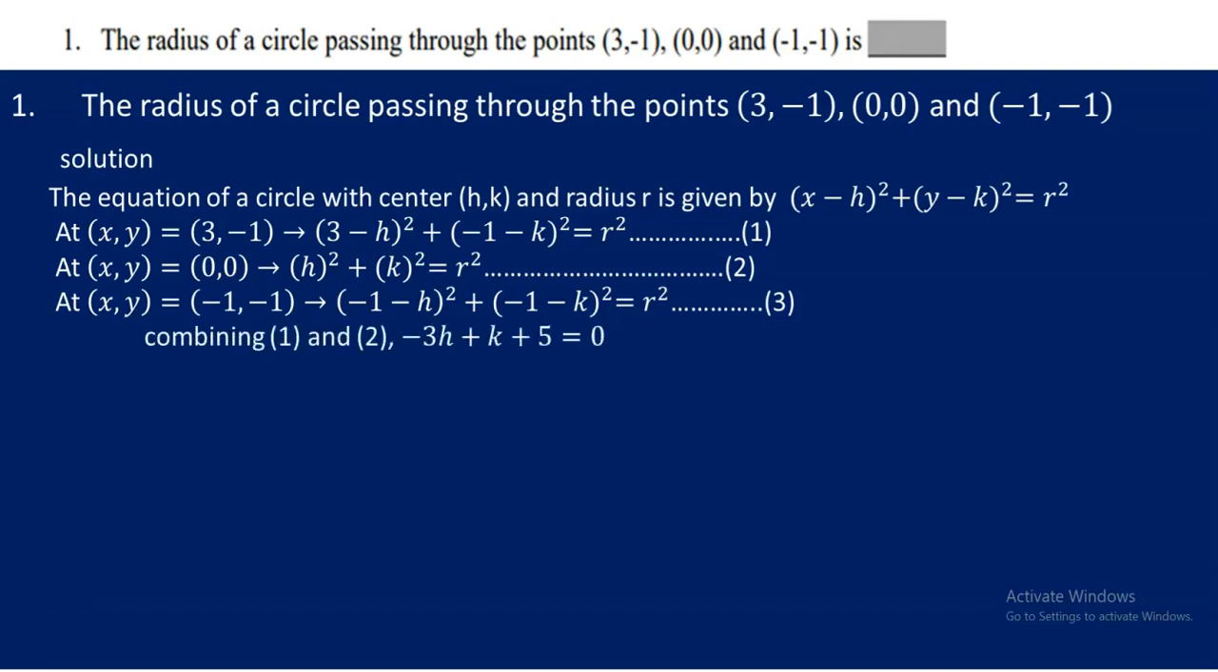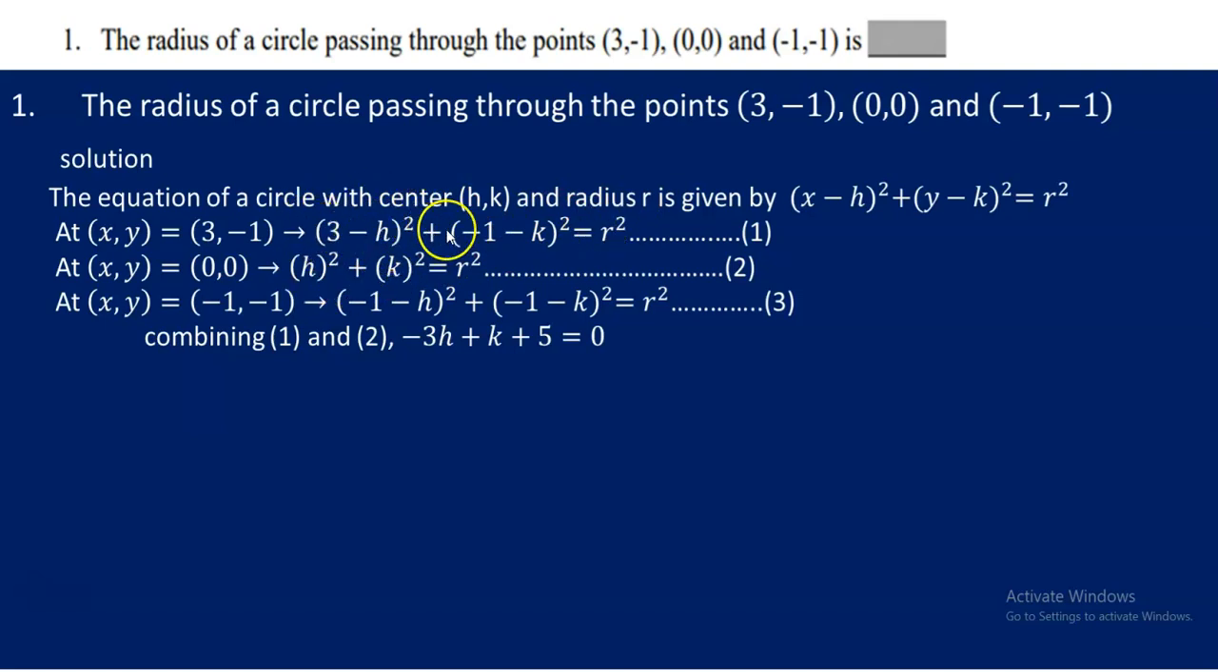So combining 1 and 2, students, one can get -3h + k + 5 = 0. How is this obtained? Let me show you. These 2 are identical. r² is the same as r². So copy this and paste it here. You will obtain (3 - h)² + (-1 - k)² equal to h² + k².